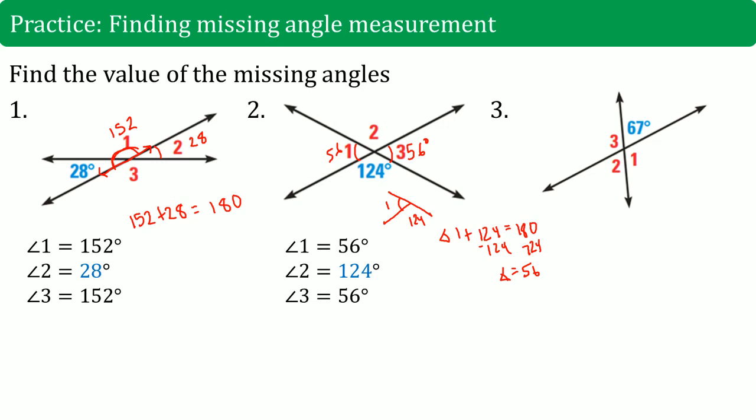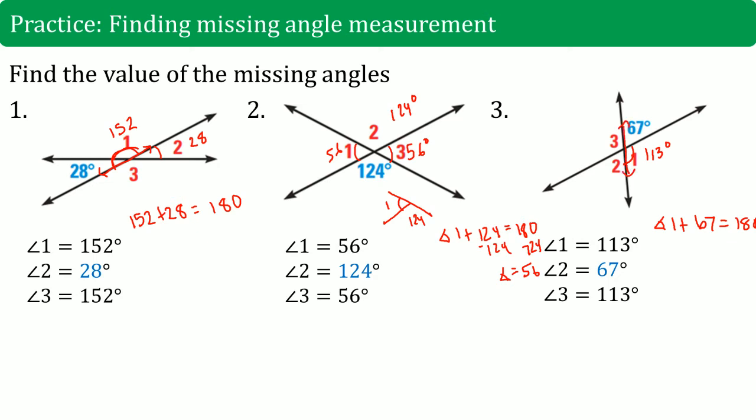Angle 2 and 124 are reflections of each other. They're vertical angles, so this is also 124 for angle 2. Now angle 1 for number 3. Angle 1 here is 113. If you would like to see that, angle 1 plus 67 is equal to 180 because again this is a linear pair. Subtract 67 from both sides, and angle 1 is equal to 113. Since this is 113, you can use vertical angles, so angle 1 and angle 3 are the same at 113. Angle 2 is a reflection of 67, so that's why angle 2 is also 67.